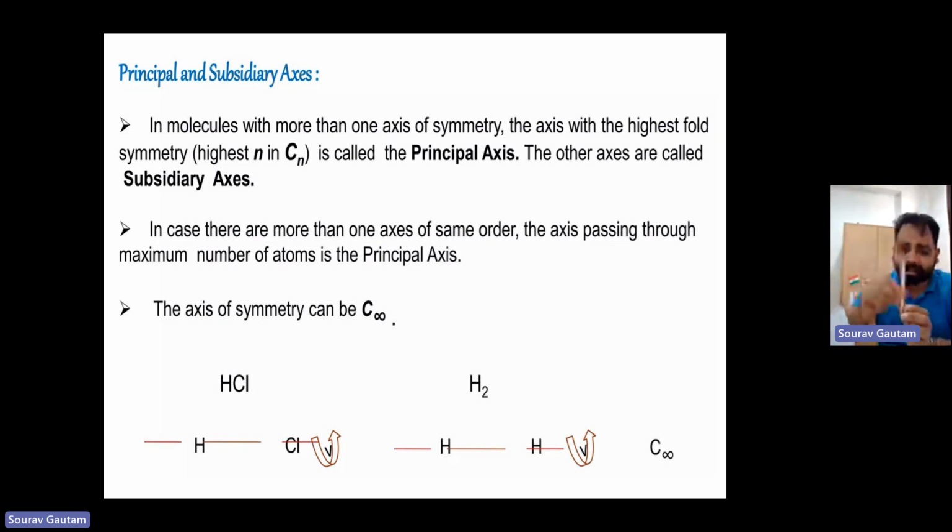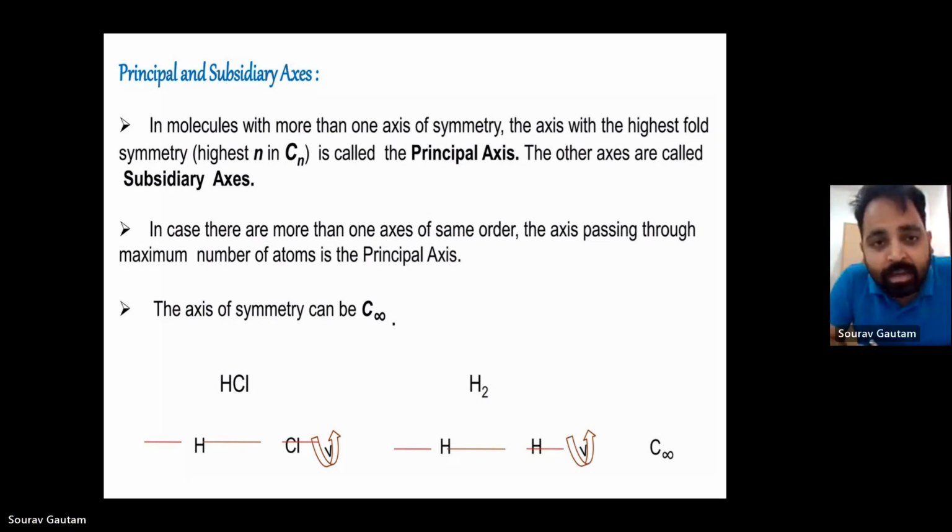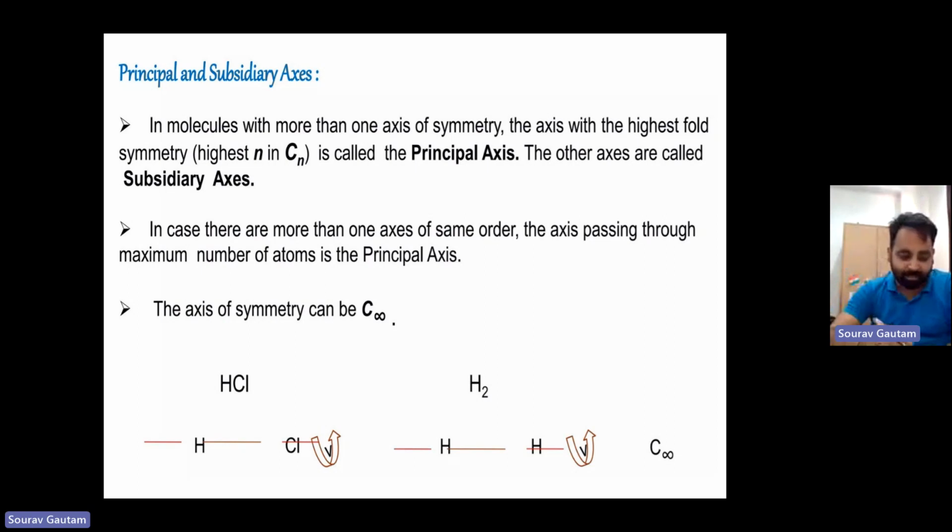So generally हम z axis को principal axis consider करते हैं, and rest of the axes, y axis, x axis, जितनी भी axis हैं वो subsidiaries हैं. Yes, right.